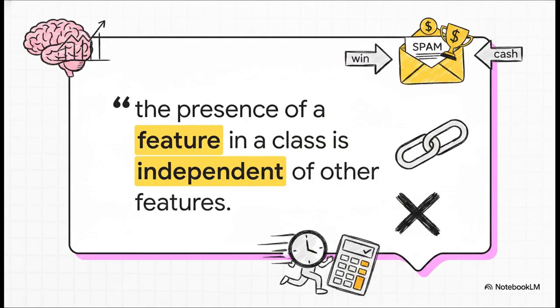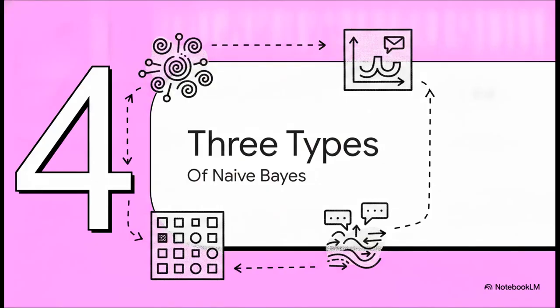This assumption is definitely naive, but honestly, it's a real game changer because it makes the underlying math incredibly fast and efficient to compute while still giving us surprisingly accurate predictions. Section 4, 3 types of naive Bayes.